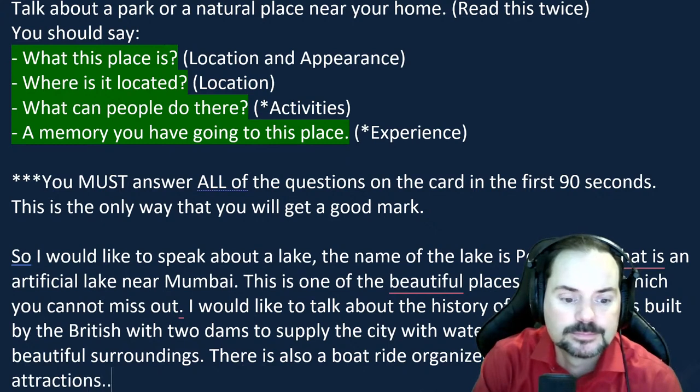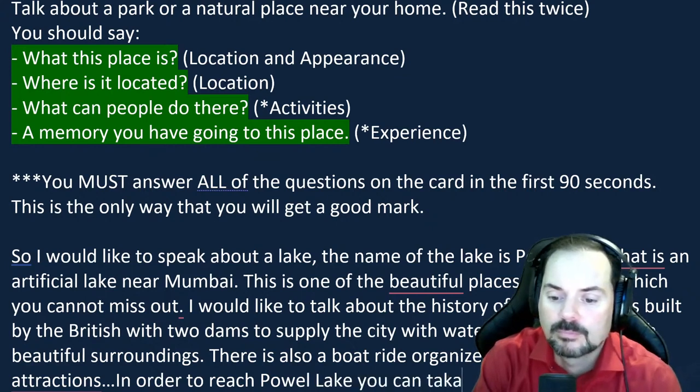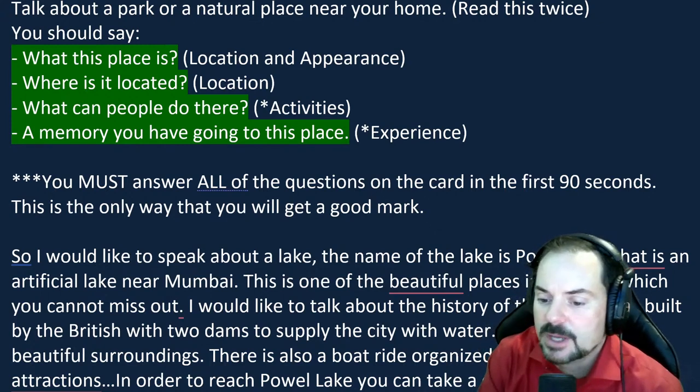And in order to reach Powai Lake, you can either take a bus or a cab. It is quite nearby. And I would also want to mention the attractions of Powai Lake is indeed a wonderful tourist spot. And it makes this place feel like a paradise. Your time is up. I will stop you there.